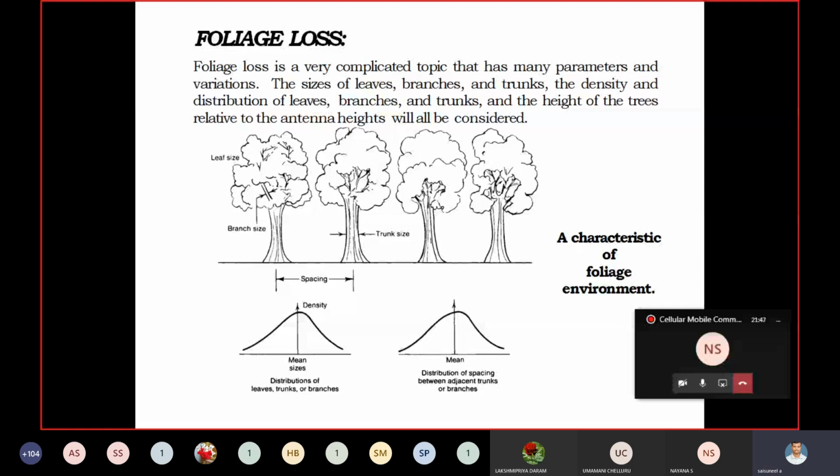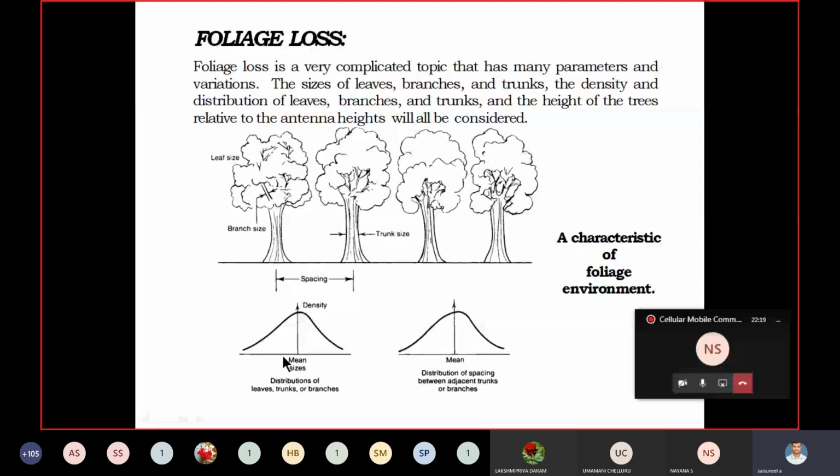See this figure. The trees are adjacent one by one. Here we have to measure the size of the branches, the size of the trunks, the height of the trees, the thickness of the leaves, the distribution of leaves, and the size of the leaf. We have to consider these to calculate the foliage loss. Now see the figure below: what is the density? It is the distribution of leaves, trunks, and branches.